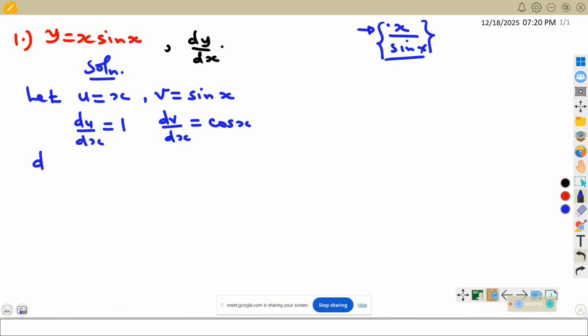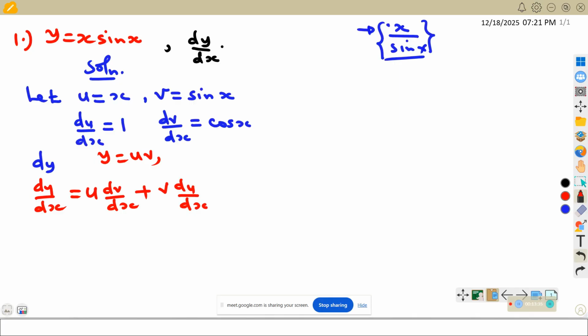So how do we state the product rule? If you have y as uv, where u and v are functions of x, how do you state dy dx? dy dx is equal to u dv over dx plus v du over dx. Yes, that is what we call the product rule.